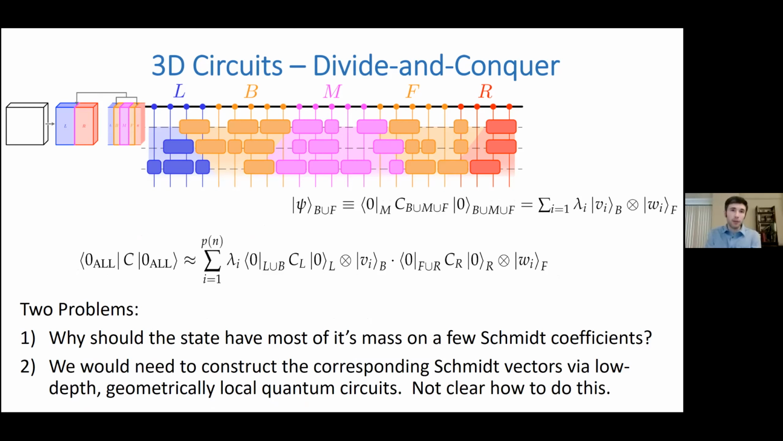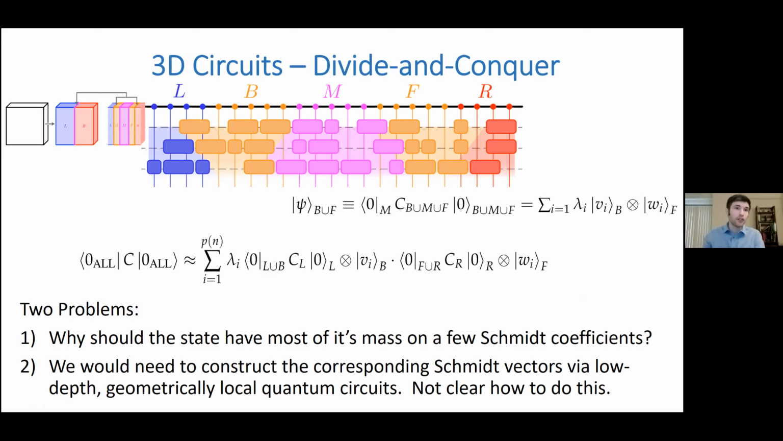And then the second problem is that this divide and conquer approach that I've outlined only works, you're only expressing the original problem as new problems of the same type, if you can construct the Schmidt vectors, V and W, of psi, if you can construct those vectors themselves with a low depth geometrically local quantum circuit. And in this case, we would want a 2D circuit because we're taking a 2D slice. It's not clear how to do this, and a priori, it was not clear that you even can do this.